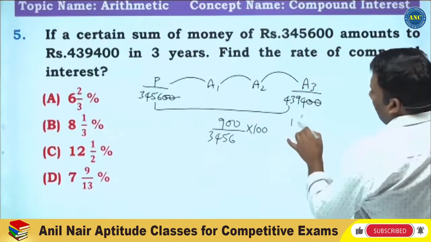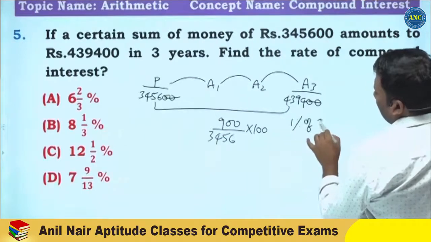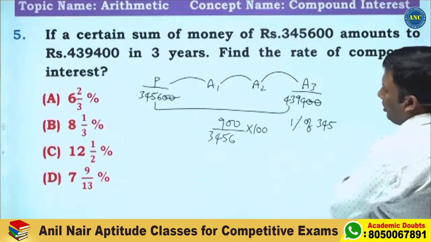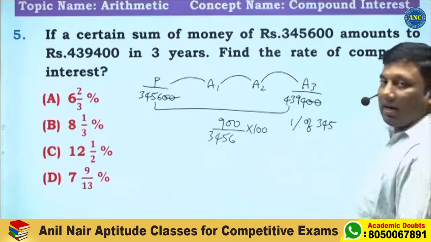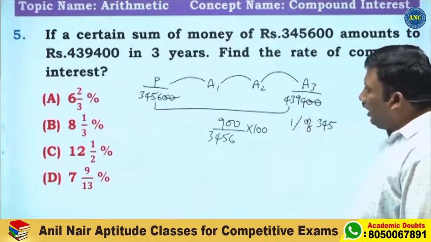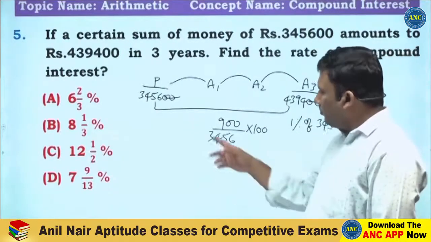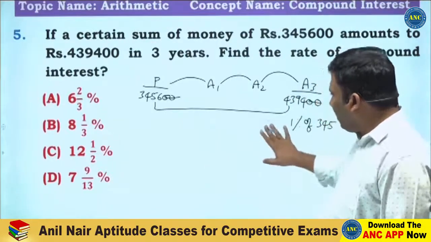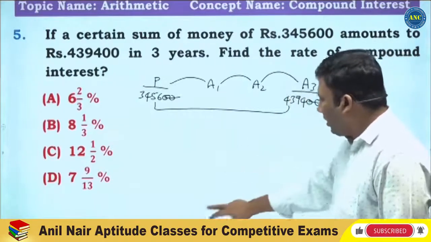So, 1% of 3456. It is 3456 divided by 3456, 100, and it is 4394. How much is it? Now what we'll do is, can we eliminate by using answer options? That is what I am thinking.